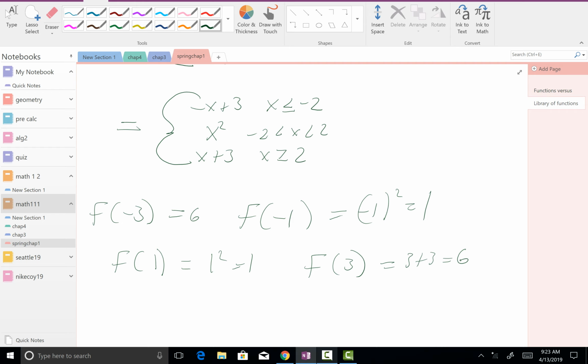So there it is. The one thing you don't want to do is press enter. If you push enter at any time in here, it messes it all up. Okay, but that's what it looks like.